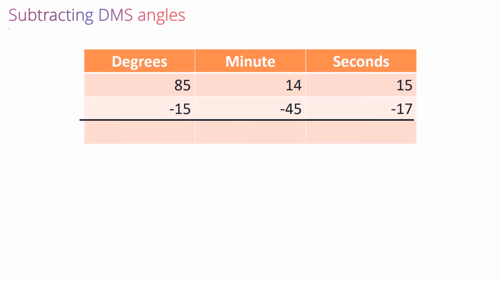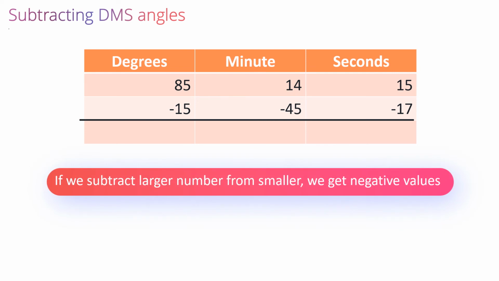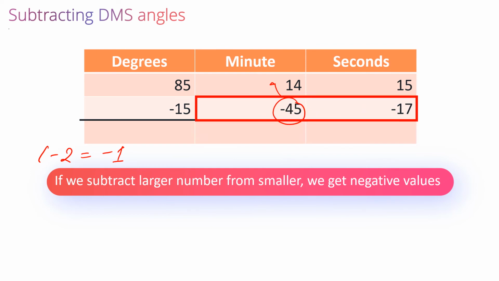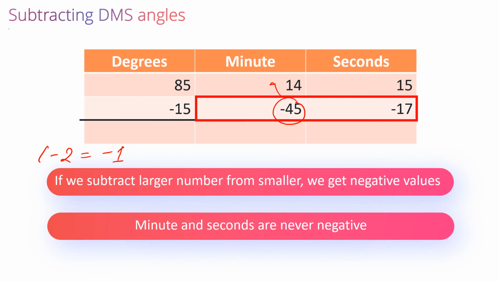So what happens when we try to subtract these two numbers? Here we can see that we're trying to subtract the larger number from the smaller number, right? And if we subtract the larger number from the smaller number, then we get a negative value. 1 minus 2 gives us negative 1, right? But the problem here is that the minute and seconds are never negative, okay? Degrees can be negative, but minute and second can't be negative.